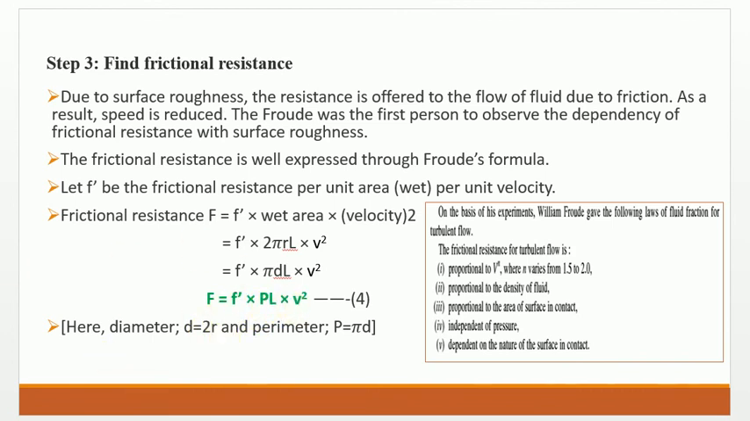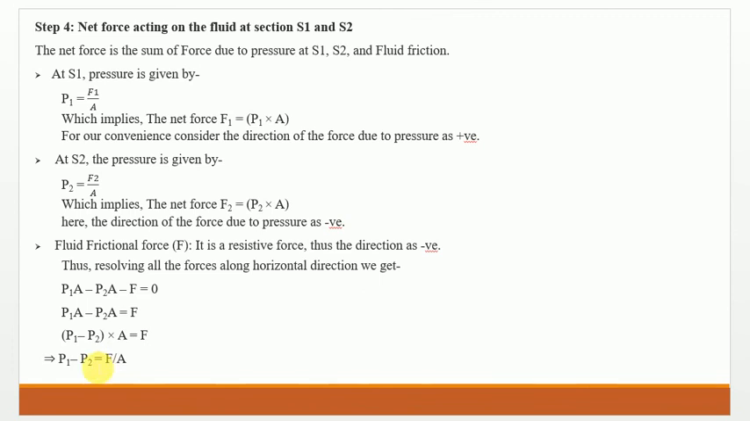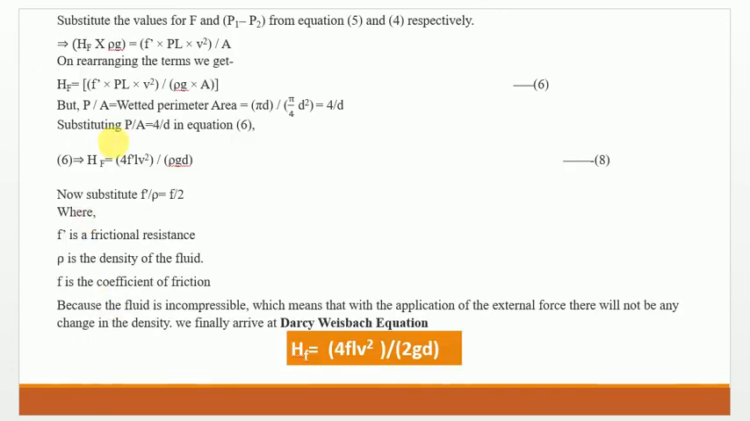So we're going to substitute these values in this equation. This will be hf into rho g, which is equal to f dash P L V square by A. So I'm rearranging this. So hf will be equal to f dash P L V square by rho g A square, which comes to the denominator.